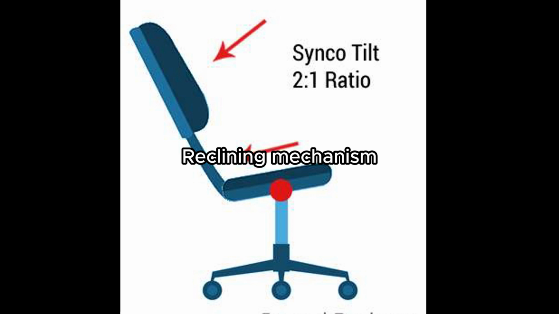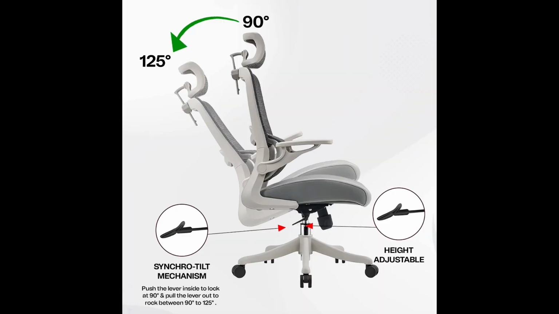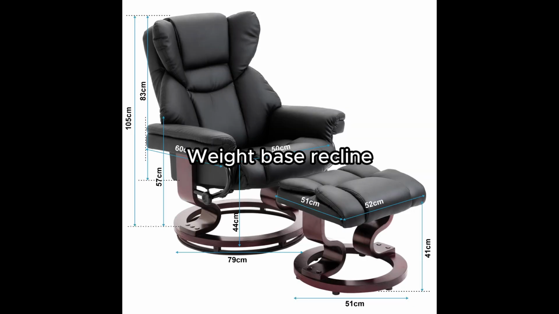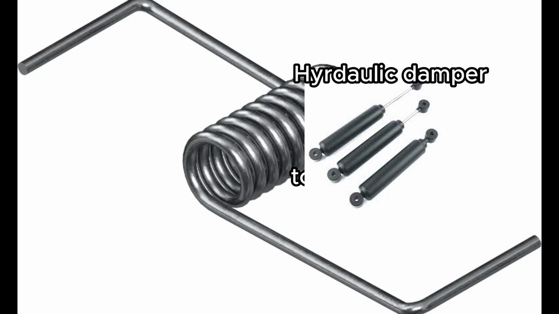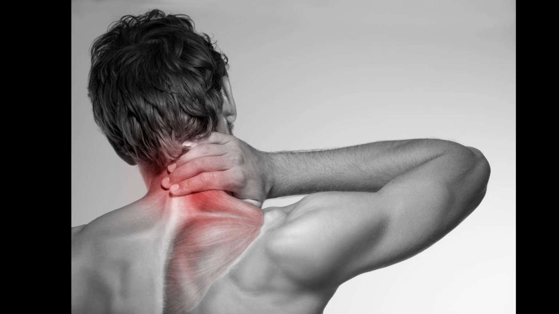Reclining mechanism. High-end chairs have a synchro-tilt system which adjusts the angle of the seat and backrest at the same time, keeping your posture natural. Weight-based recline. Some chairs automatically adjust their tilt tension based on the user's weight using torsion springs or hydraulic dampers. The goal? Reduce muscle strain while allowing micro movements that prevent stiffness during long sitting periods.